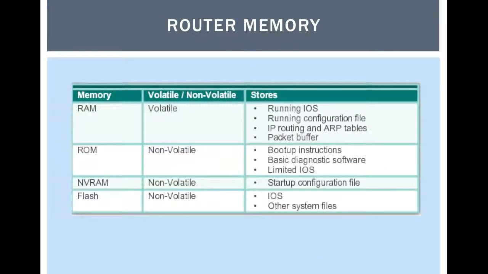Router memory. A router has access to four types of memory. RAM, which is used for running IOS, the running configuration file, IP routing and ARP tables, and packet buffer. ROM, which stores bootup instructions, basic diagnostic software, and limited IOS. NVRAM, which stores the startup configuration file, and flash, which stores IOS and other system files.